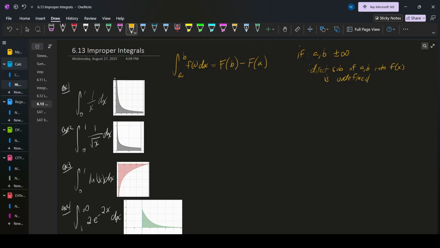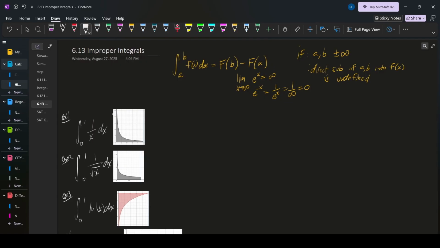So before we jump into these, I'm going to quickly remind you of a couple important limits. The limit as x approaches infinity of e to the x is infinity, but the limit as x approaches infinity of e to the negative x is really 1 over e to the x, which is 1 over infinity, and the limit as x approaches infinity of 1 over x is 0. So let's go ahead and look at example number 1.